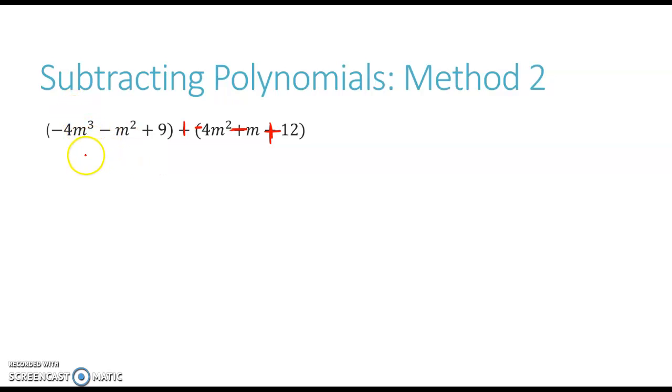From there, combine like terms. I have m cubed, but I don't have any m cubes over here, so that negative 4m cubed will stay. I have a negative 1 m squared, and now a negative 4 m squared. So we know it's going to be negative, and we add them because they're both the same sign. So we get a negative 5 m squared.